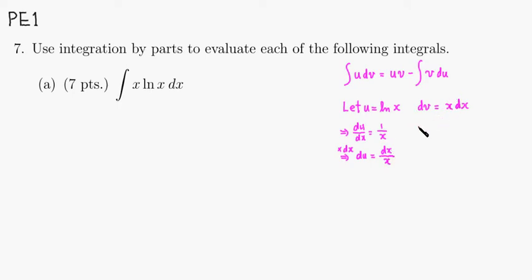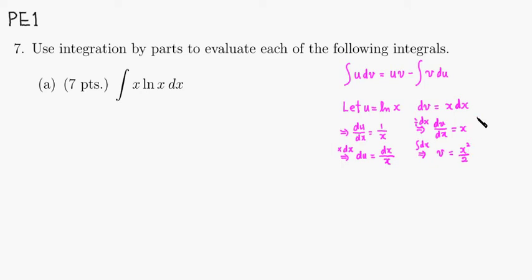On this side, we're going to divide through by dx. So we get dv over dx, which is just the derivative of v with respect to x, equal to x. Since we're interested in v, we can take the antiderivative with respect to x to get v back. The antiderivative of x is: add 1 to the power, divide by that power, so x squared over 2.